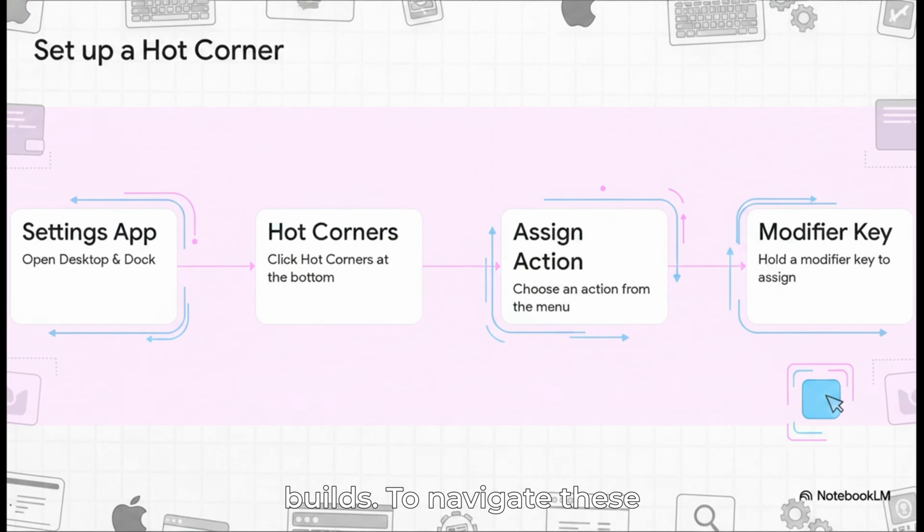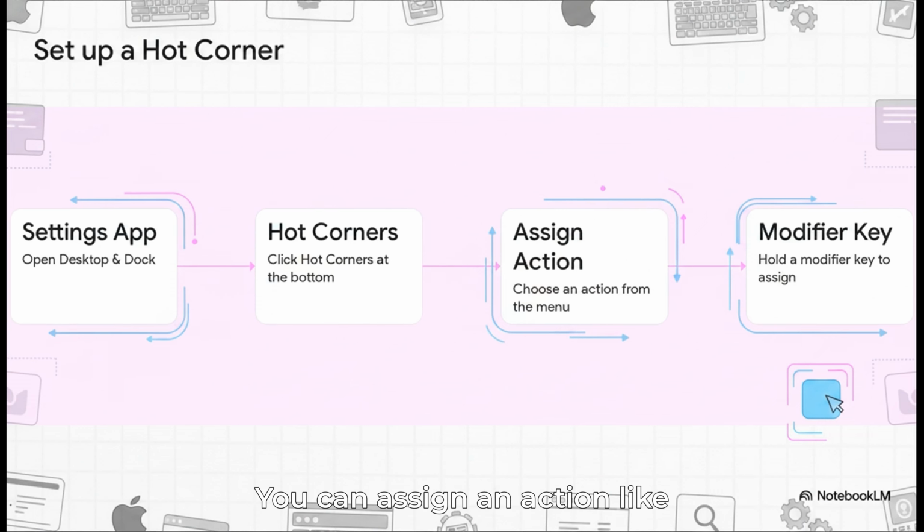Let's see how this builds. To navigate these spaces effortlessly, we use passive mouse triggers known as hot corners. You set this up by opening System Settings, heading to Desktop and Dock, and clicking Hot Corners down at the bottom. You can assign an action, like Mission Control, to a specific corner of your screen.